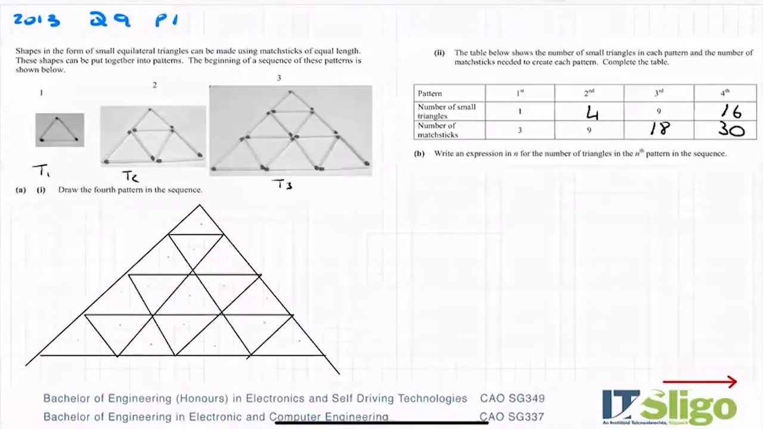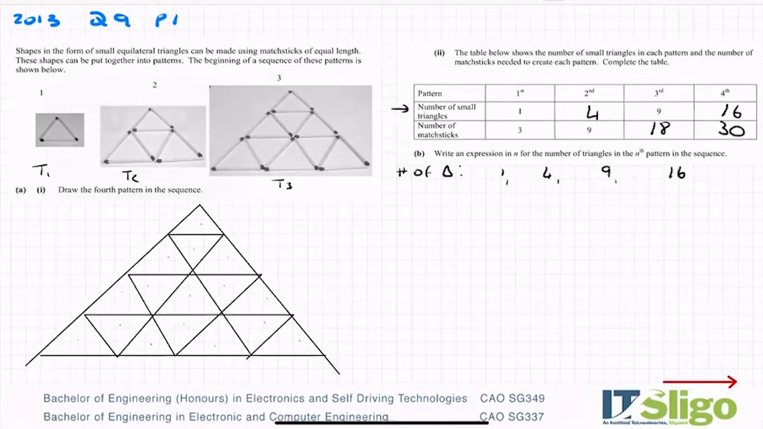Okay, complete the table. Write an expression in n for the number of triangles in the nth pattern. Okay, so for the number of triangles, you have to figure out what type of sequence it is. So the number of triangles is 1, 4, 9, 16. Okay, so I'm adding on a number of triangles every time.